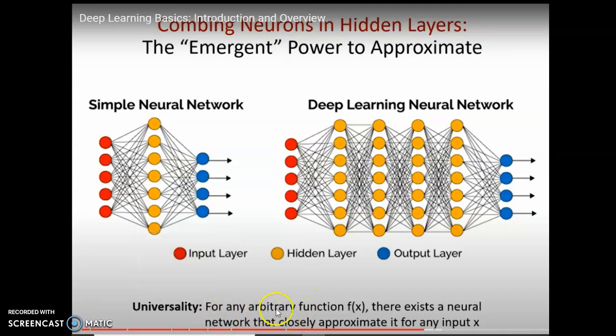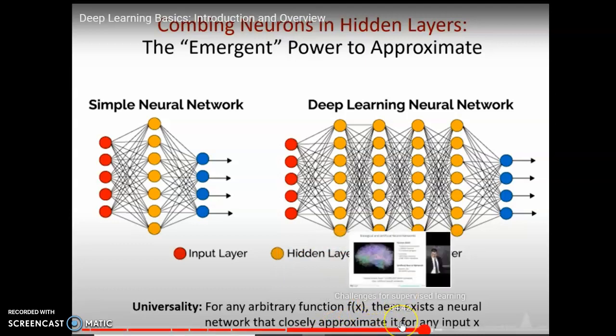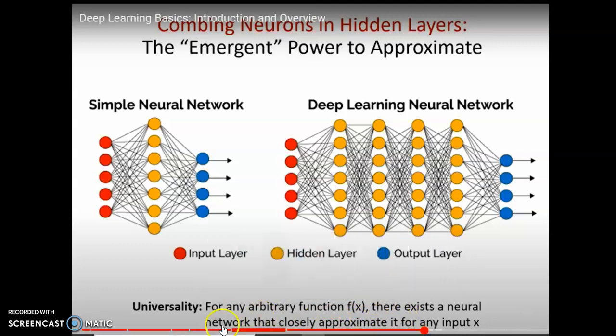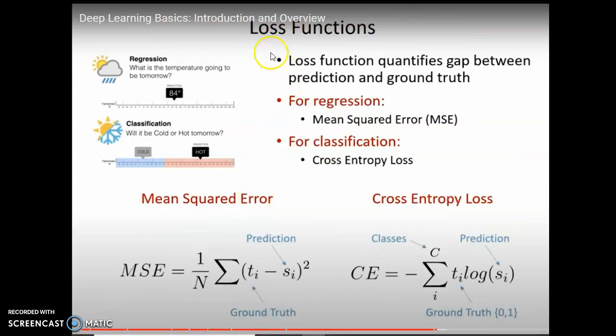Universality: for any arbitrary function f of x, there exists a neural network that closely approximates it for any input x. Loss functions. Regression: what is the temperature going to be tomorrow? Classification: will it be cold or hot tomorrow? Cold, hot.